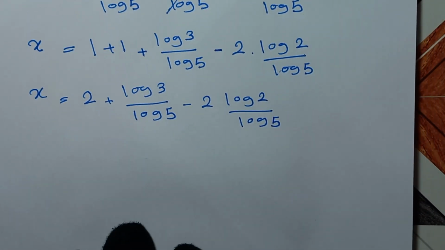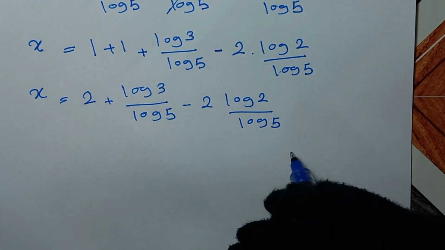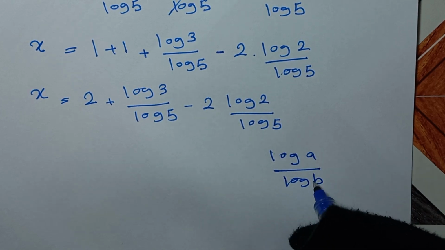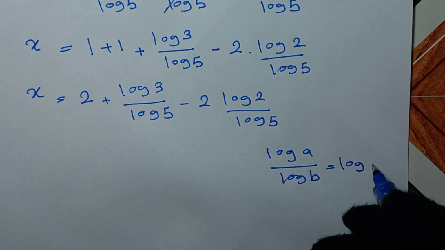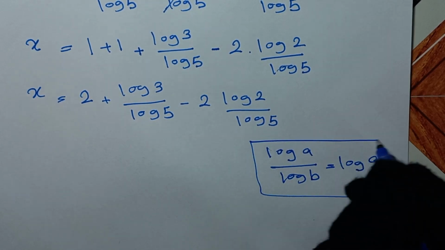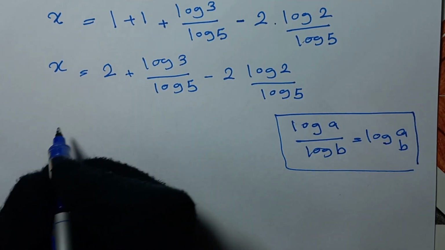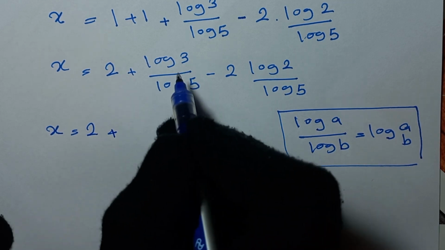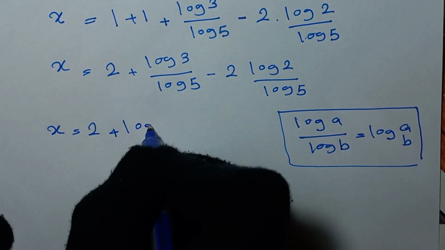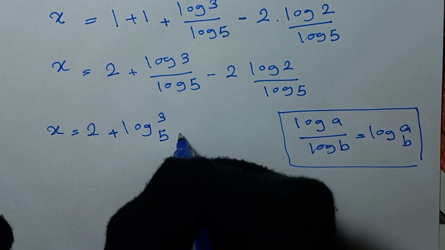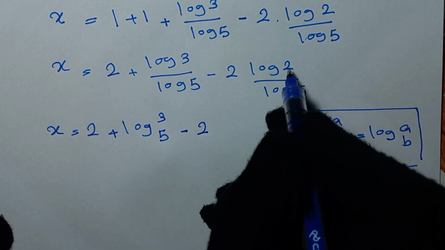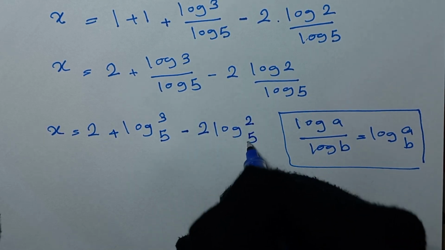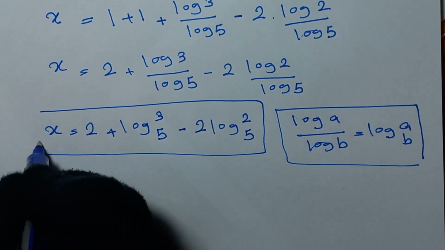In the next step, from log rules, if we have log a over log b, we can write this as log of a to base b. So here we can write x is equal to 2 plus log 3 over log 5, which we can write as log 3 to base 5, and minus 2 times log 2 over log 5, which we can write as log of 2 to base 5, and this is our final answer.